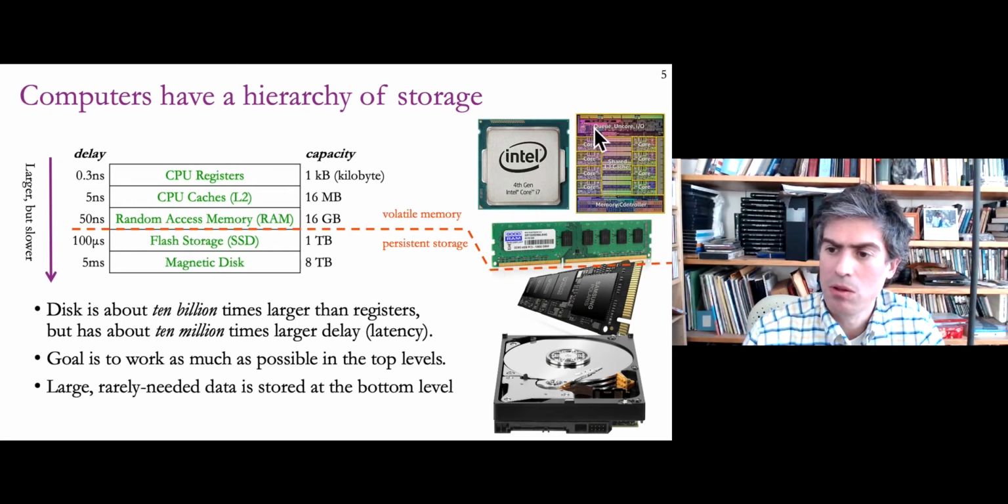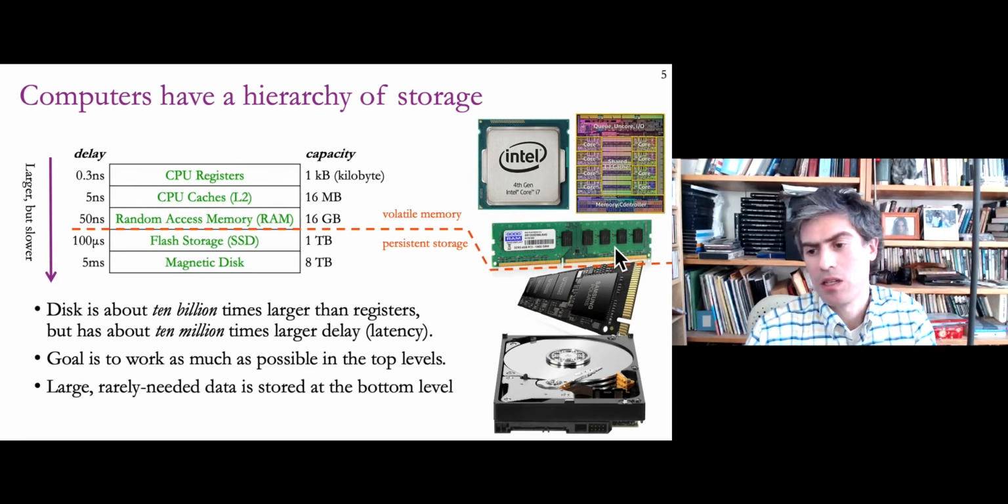This is the CPU chip. Off the CPU chip, you can add more chips to store more data there. But as you get further and further away, it's slower.